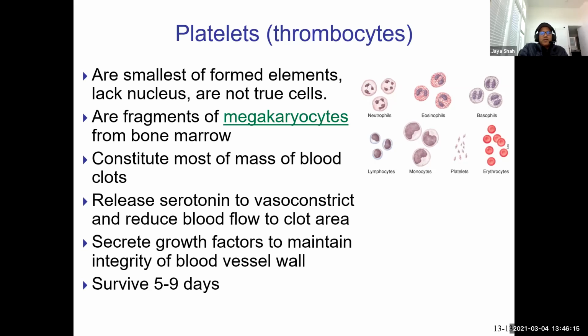Platelets release serotonin to vasoconstrict and reduce blood flow to the clot area. So as well as clot, at the same time, they also constrict the blood vessel in the area where there is a clot, so there is no blood flow increment. They secrete growth factors to maintain the integrity of blood vessels. So the inside of the blood vessel wall, to make it smooth and healthy, it is platelets which produce the growth factors. They live only 5 to 9 days.